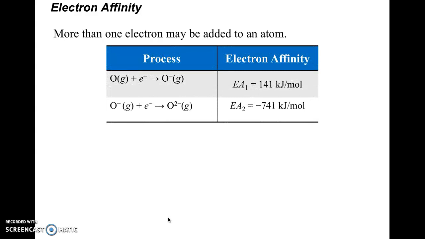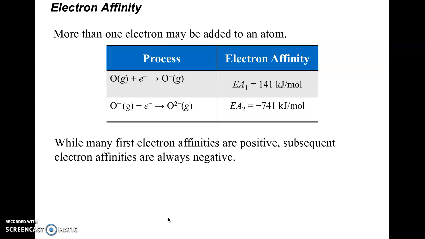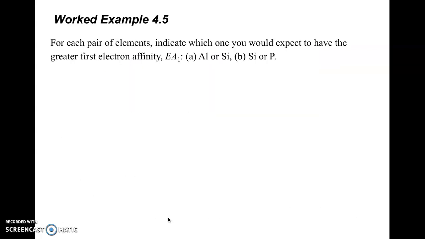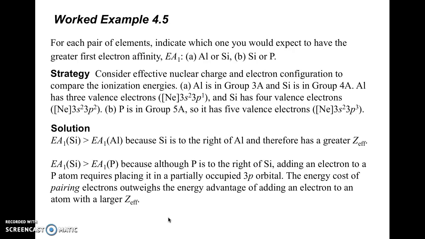You can add more than one electron to an atom. It's done frequently with oxygen. So the first one may be positive, but the second one is always negative because it's very hard to put that second electron on. So instead of being positive, it becomes negative. You have to overcome the repulsive forces. And so the question here is, for each pair of elements, indicate which one you would expect to have a greater first electron affinity.